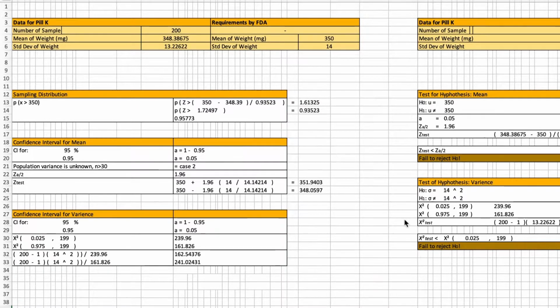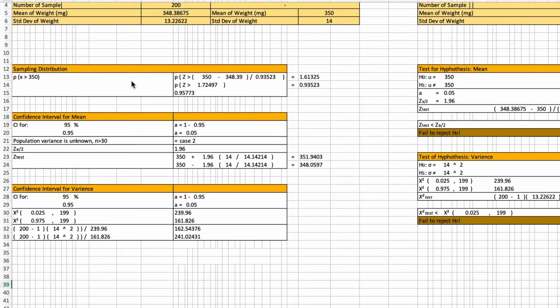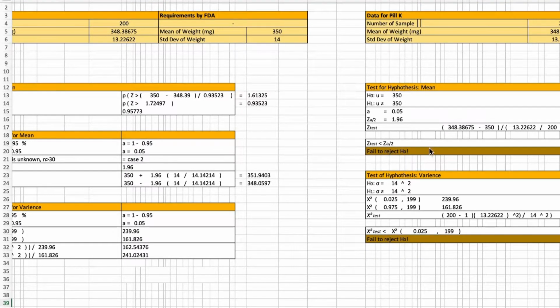So from here, the requirements by FDA is mean of weight 350, and then standard deviation of weight is 14. And then we did some calculation for sampling distribution, confidence interval for mean, confidence interval for variance, and test of hypothesis for mean, and then test of hypothesis for variance.